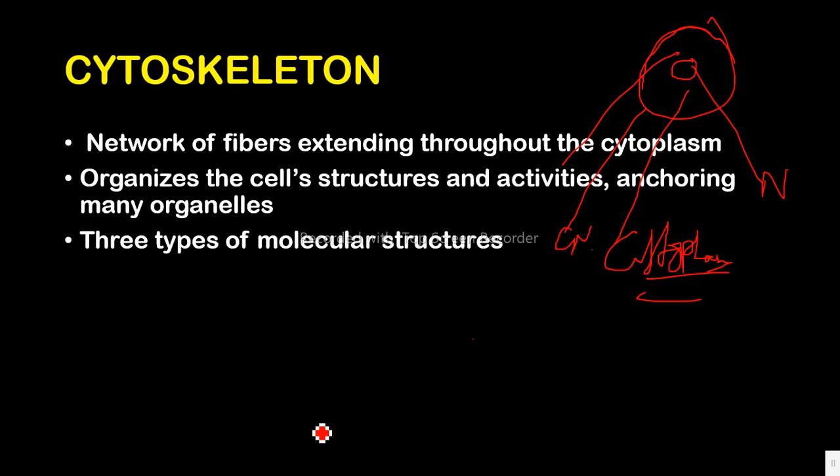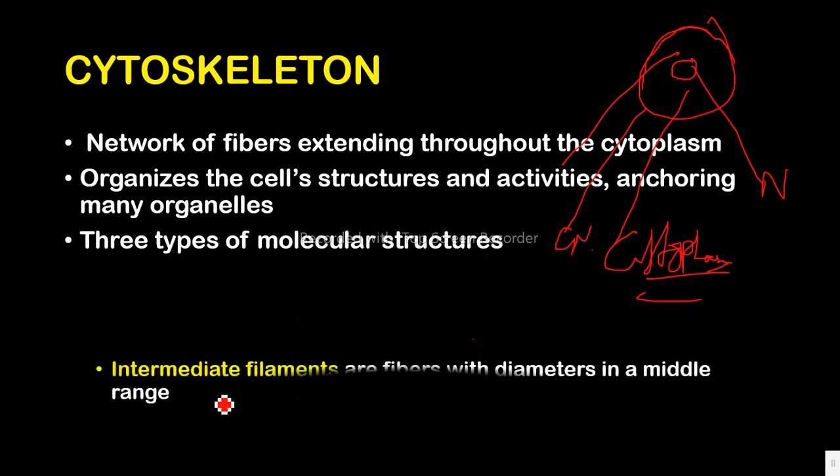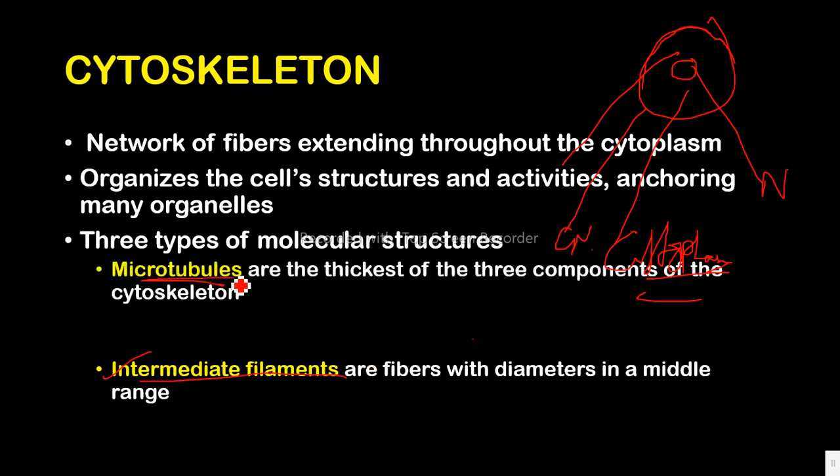Okay? One, we have the microtubules. So this one came first, which is okay. So we have the intermediate filaments, and I'm going to say why they are intermediate. Then we have the microtubules. Now these ones, they are thick, or they are the thickest of all the three. And their diameter ranges from 25 micrometers.